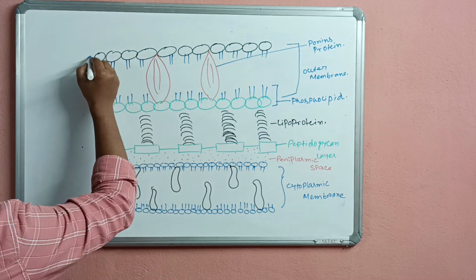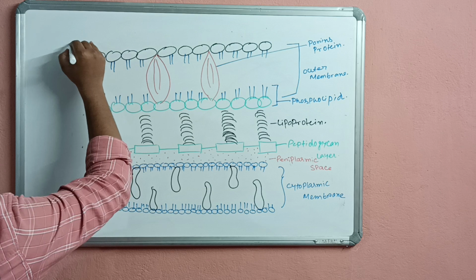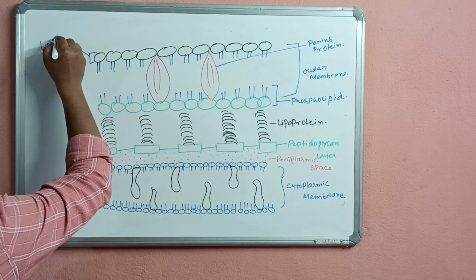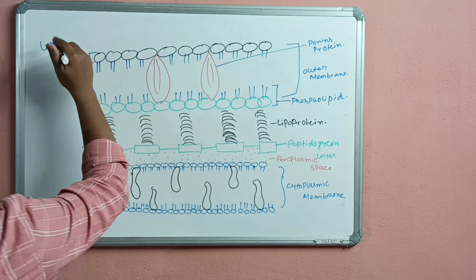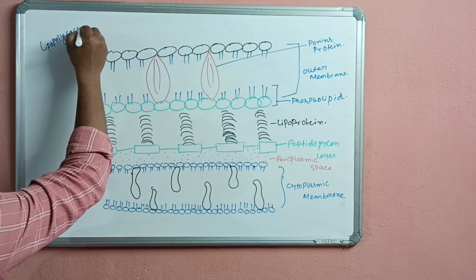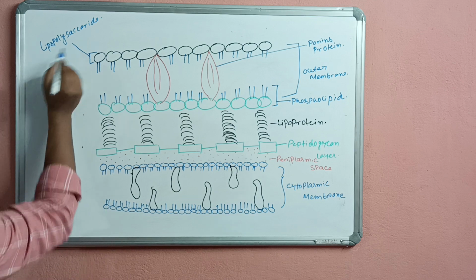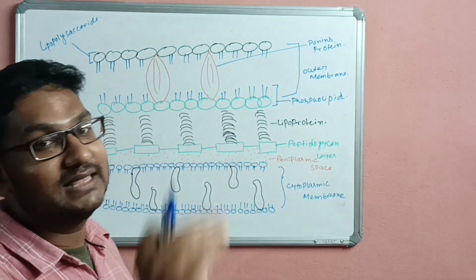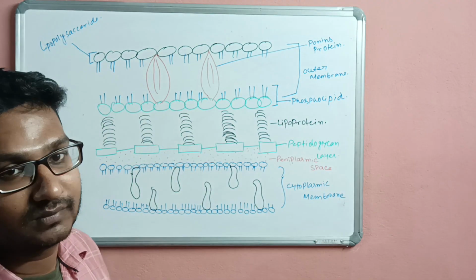Now this is the third layer, the outer membrane, and the fourth layer is lipopolysaccharide. This portion is called the lipopolysaccharide. It is very closely attached with the outer membrane.